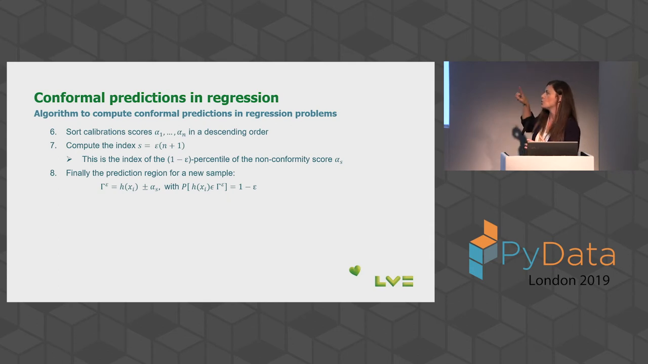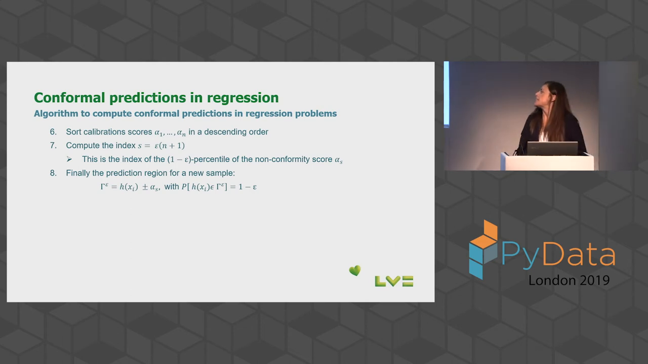So what you do is you compute the index of the possible score that will be associated to your example. The idea is quite simple. You get the 1 minus epsilon percentile of the non-conformity score. You just get the percentile that you set of the probability distribution of the score, the one that you built before. Finally, when you get this alpha s, plus minus the prediction is exactly your conformal predictor.